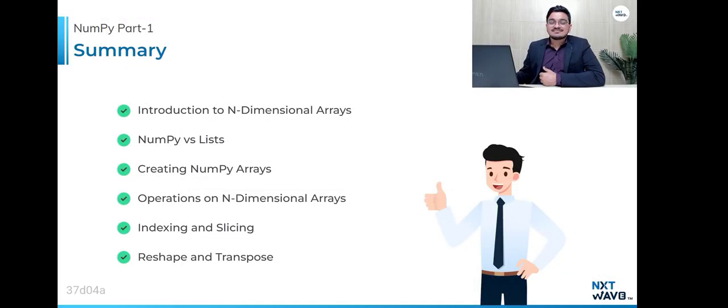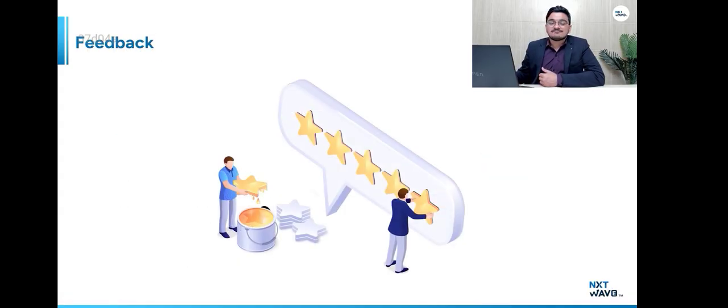Let's talk about the key takeaways or summary of this session. So we first talked about n-dimensional arrays. We talked about what n-dimensional arrays are. Then we tried to compare NumPy with lists, and we saw how NumPy can perform the same tasks that we can perform with lists, but in a much more efficient manner. Then we talked about different ways of creating NumPy arrays. We also talked about the operations that we can do over n-dimensional arrays. Then we talked about indexing and slicing over n-dimensional arrays. And finally, we talked about how we can reshape and transpose our NumPy arrays. That will be all for our first session on NumPy. In the next session, we'll talk about some more advanced topics related to NumPy.